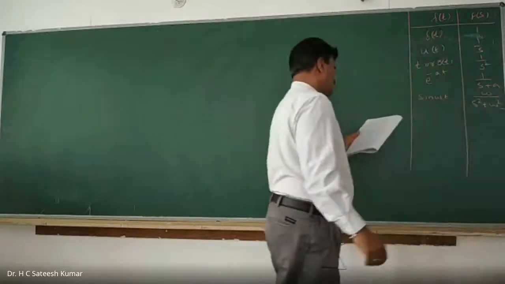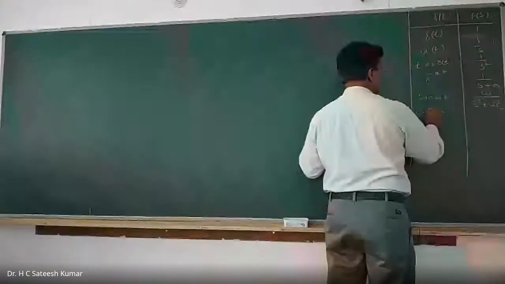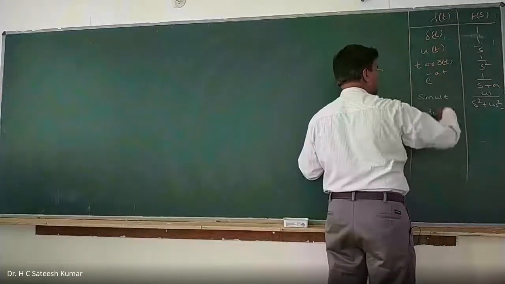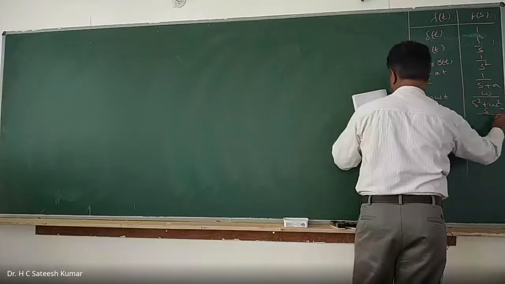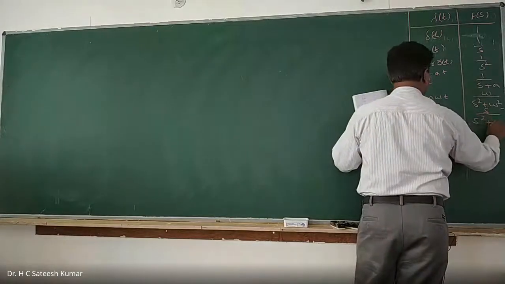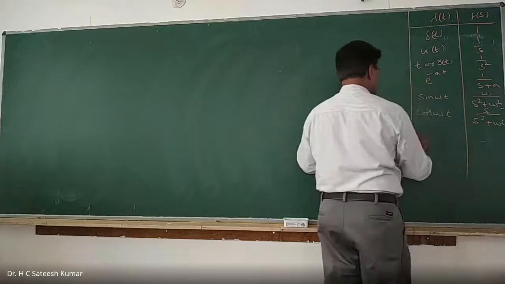Cos omega t is nothing but what? These things we did already. Cos omega t is nothing but s divided by s square plus omega square. This one I have not done.